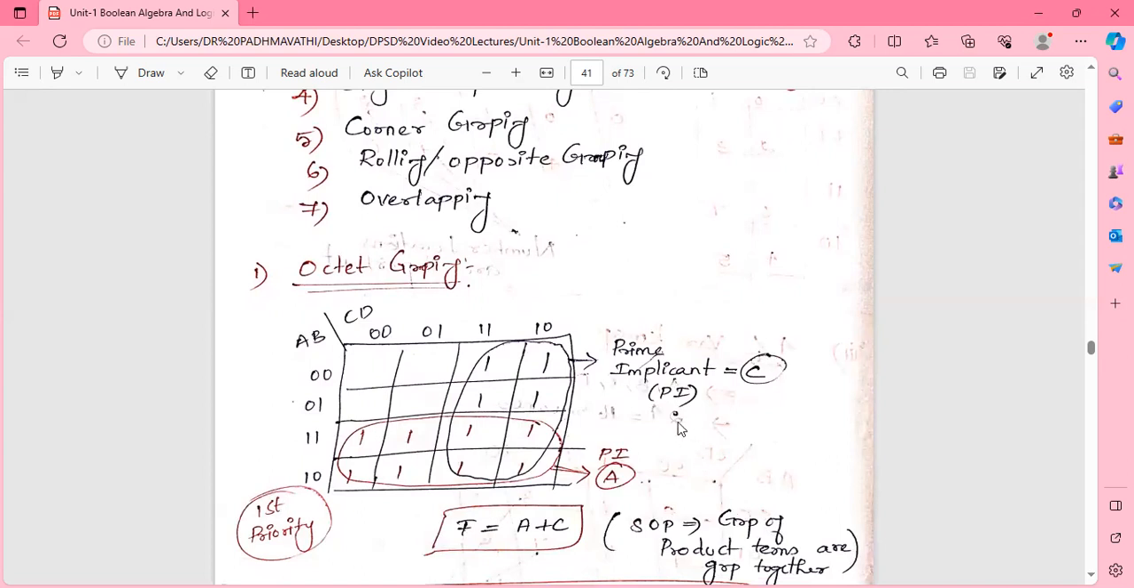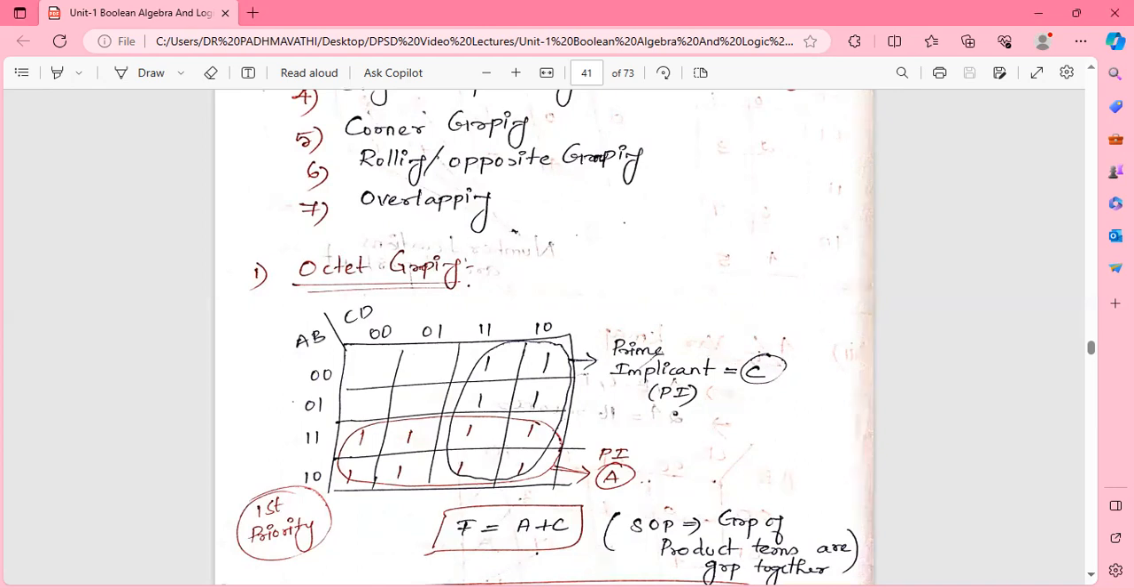See this, if you have a 16 cell K-map like this, this is your example of octet grouping. Octet means all these 8 min terms are grouped. The prime implicant here is C. Similarly, here again these 8 will be formed as one octet group, and the prime implicant here is A. The group of product terms grouped together is called the minimized SOP. So here your minimized SOP value F is equivalent to A plus C.